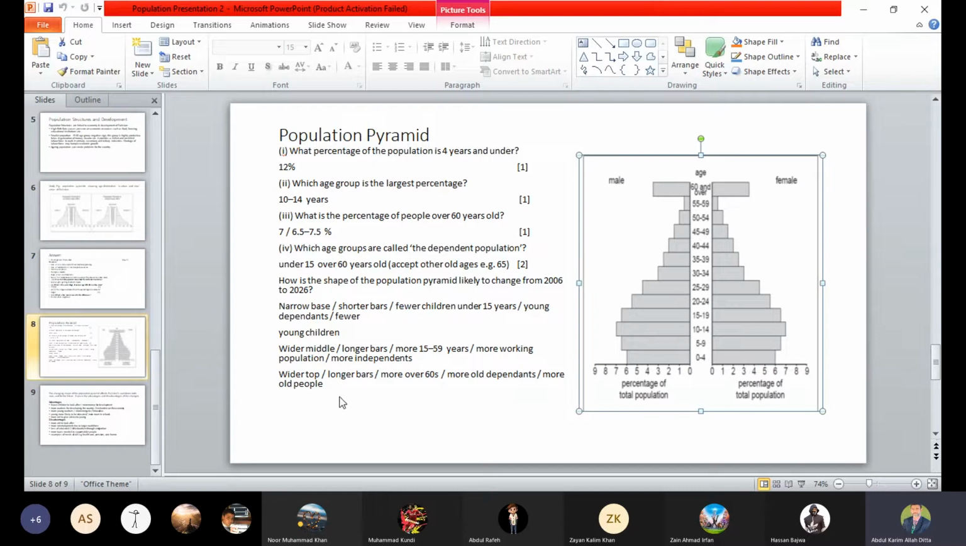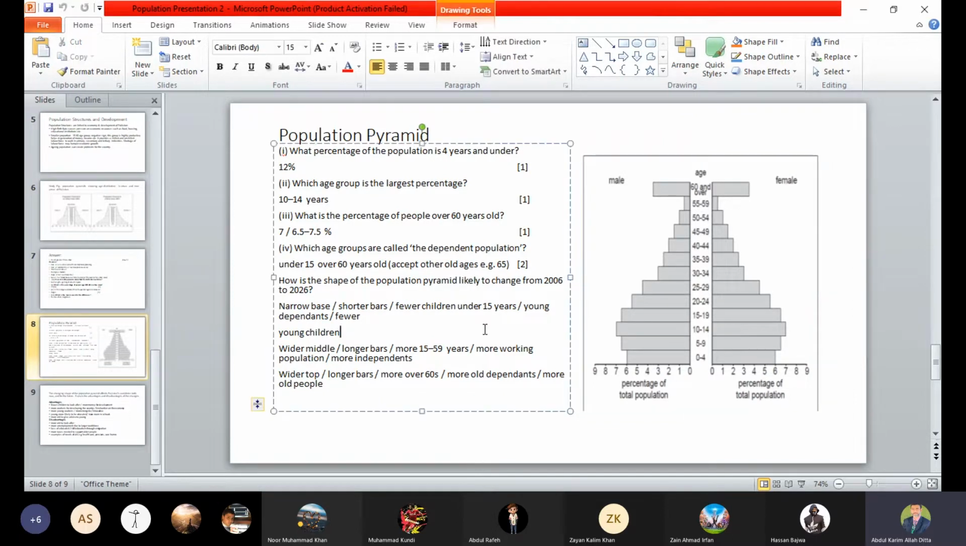And in the same way, my dear, the wider top, the upper age group or the top of this pyramid, where you can see the bars get wider, means that there will be more population, more old dependent people, and the country has to use its resources for their livelihood, their health, and some other facilities the country has to provide these people with. So like that, you have to answer the question.